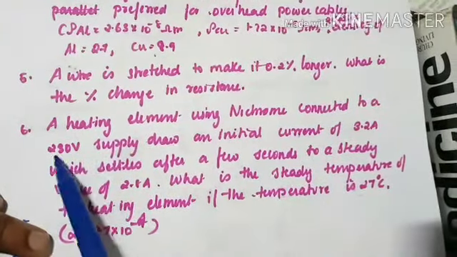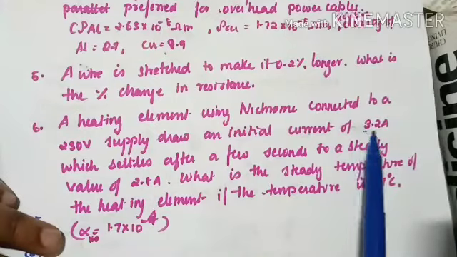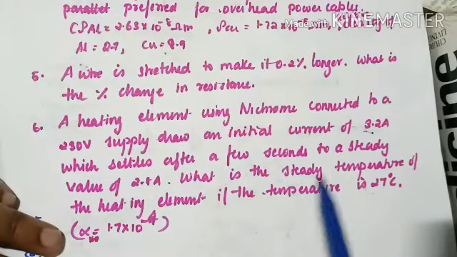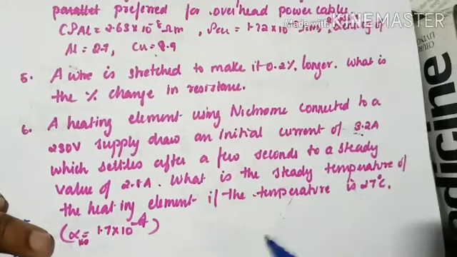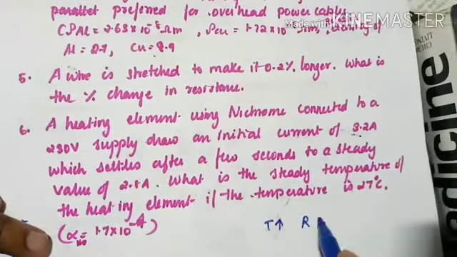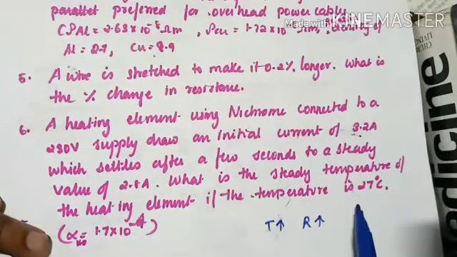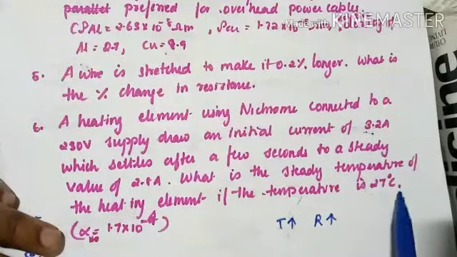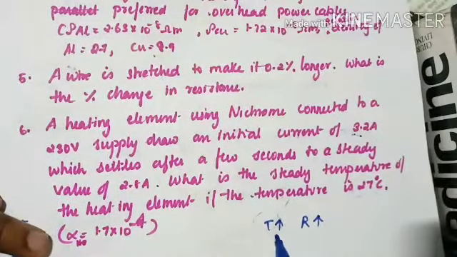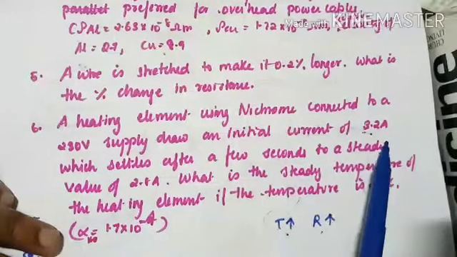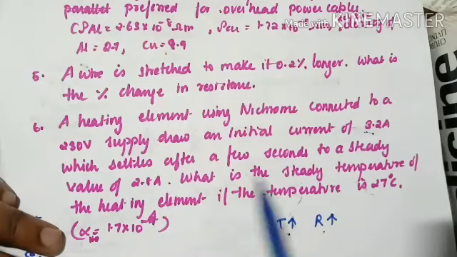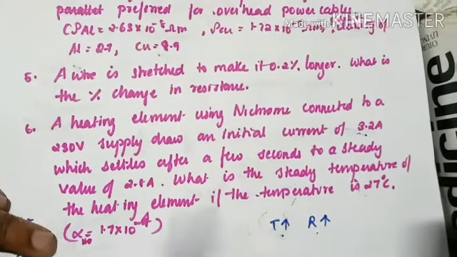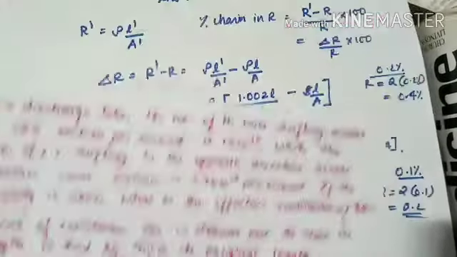See, nichrome wire is given 230 volt. Initially it had 3.2 ampere. Due to the temperature rise, right? Because when temperature rises, resistance increases, right? So when temperature rose from 27 degrees Celsius to some T degrees Celsius, the resistance also has increased, because of which the current has reduced from 3.2 ampere to 2.8 ampere, and you are asked which temperature it is. Clear? Let's move on with the problem solving.